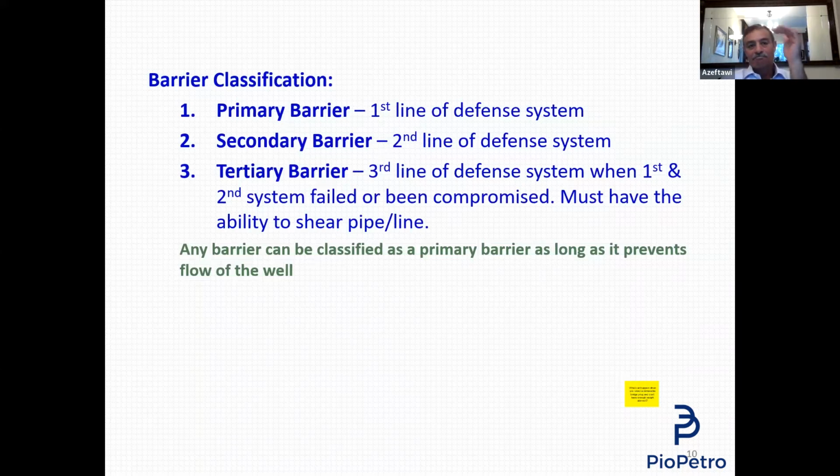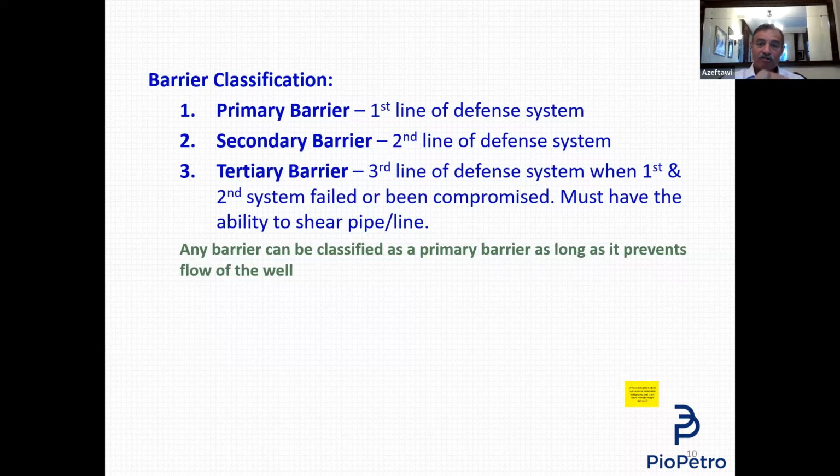Normally, our primary barrier, we call it the stuffing box or the stripper rubber, which is a rubber element that seals around the pipe or around the wire. The secondary barrier is our BOP. Our tertiary barrier, normally, is either a shear seal BOP or a Christmas tree.